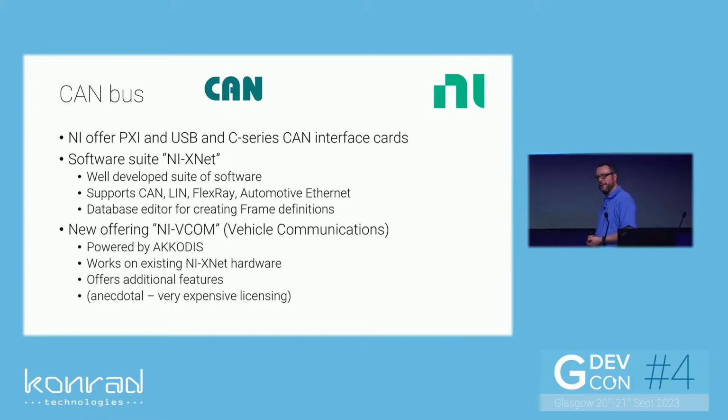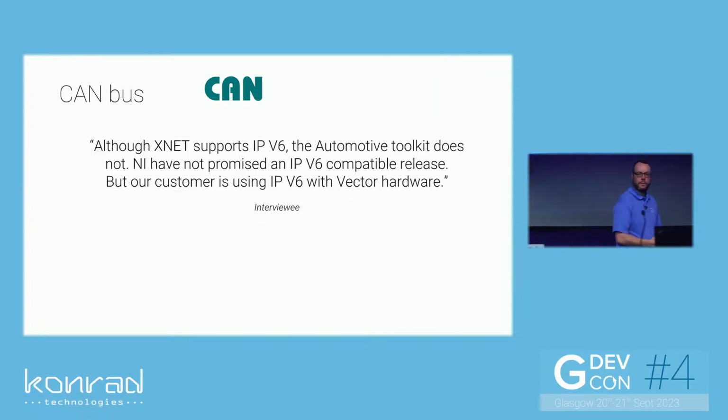But I've heard that now NI are offering something else. NI are now offering something called VCOM, Vehicle Communications. It's powered by someone else, Accodis maybe. And people are telling me that it works on the existing NI XNet hardware, which is good. It offers additional features, which is good, but it's also much more expensive. So again, the comments that I got back from people, everyone who's used the CAN hardware from NI got what they needed to get done. It worked. So it's a thumbs up for CAN. If you want to use CAN, just beware of some of these comments maybe.